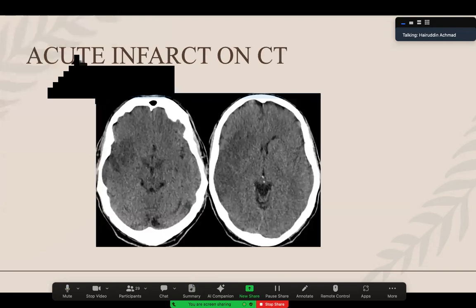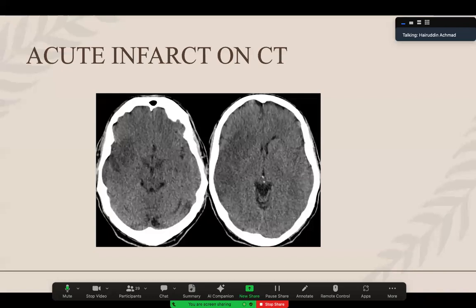All right. So for acute infarct, what do you expect to see? In established infarct, you expect to see hypodensity. Hypodensity, as we have learned, means it's darker compared to the gray matter. So we are looking for a hypodense area which respects the vascular territory and doesn't go beyond its territory. Meaning if there is middle cerebral artery occlusion, the involvement will only be confined to the middle cerebral artery territory. It doesn't go beyond that.